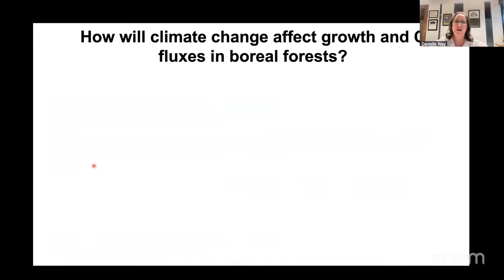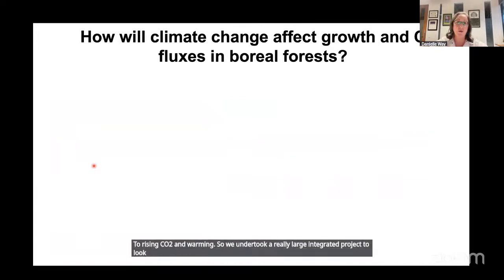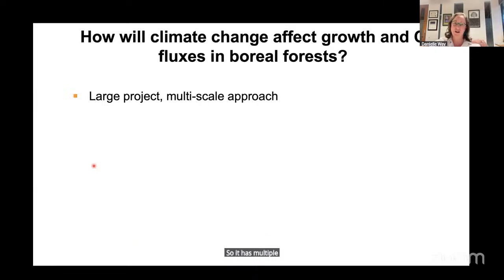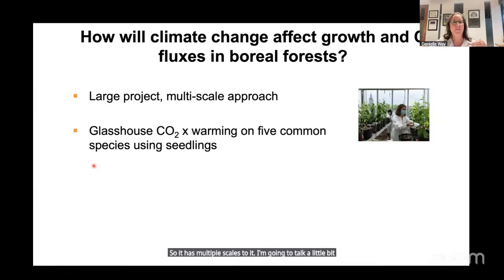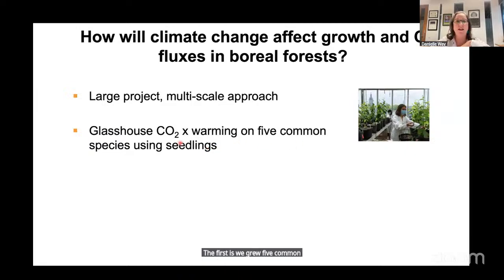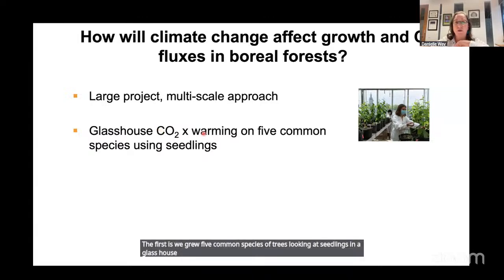So we undertook a really large integrated project to look at how climate change will affect the growth and the carbon fluxes in these northern forests. So it has multiple scales to it. I'm going to talk a little bit about each one in sequence. The first is we grew 5 common species of trees, looking at seedlings in a glasshouse, growing them under combined CO2 and warming conditions.